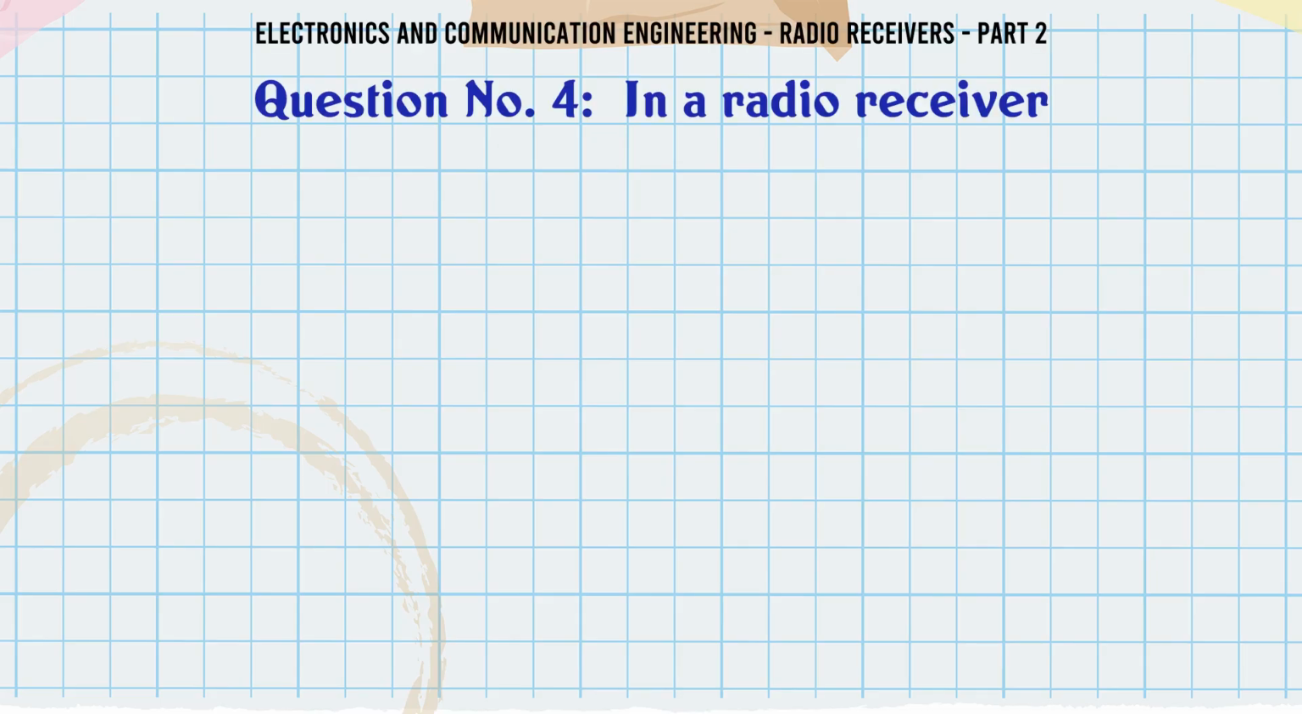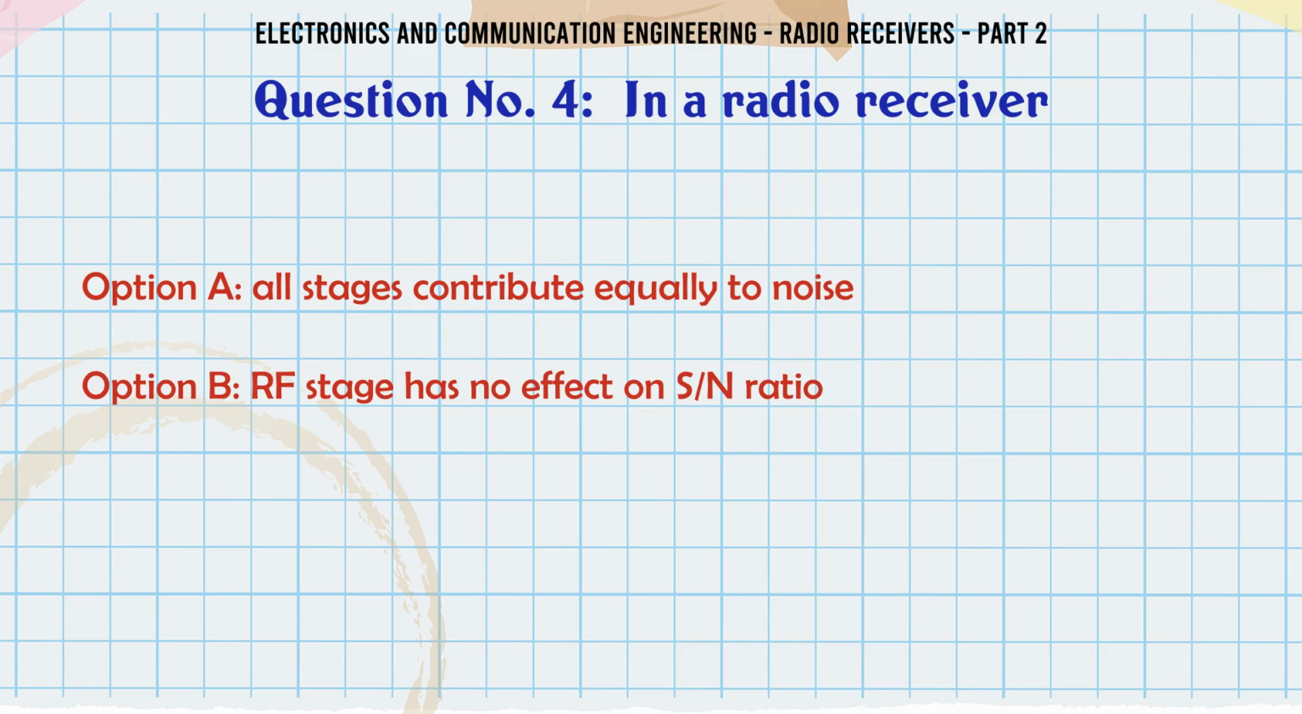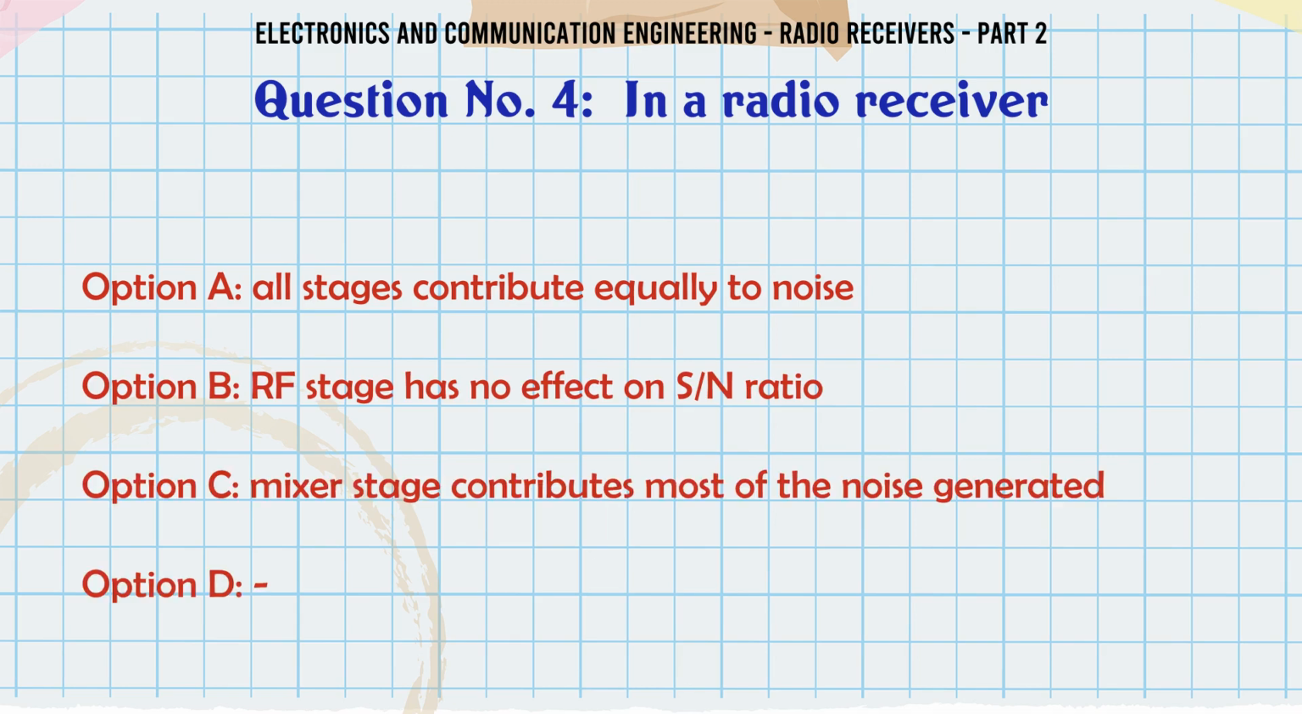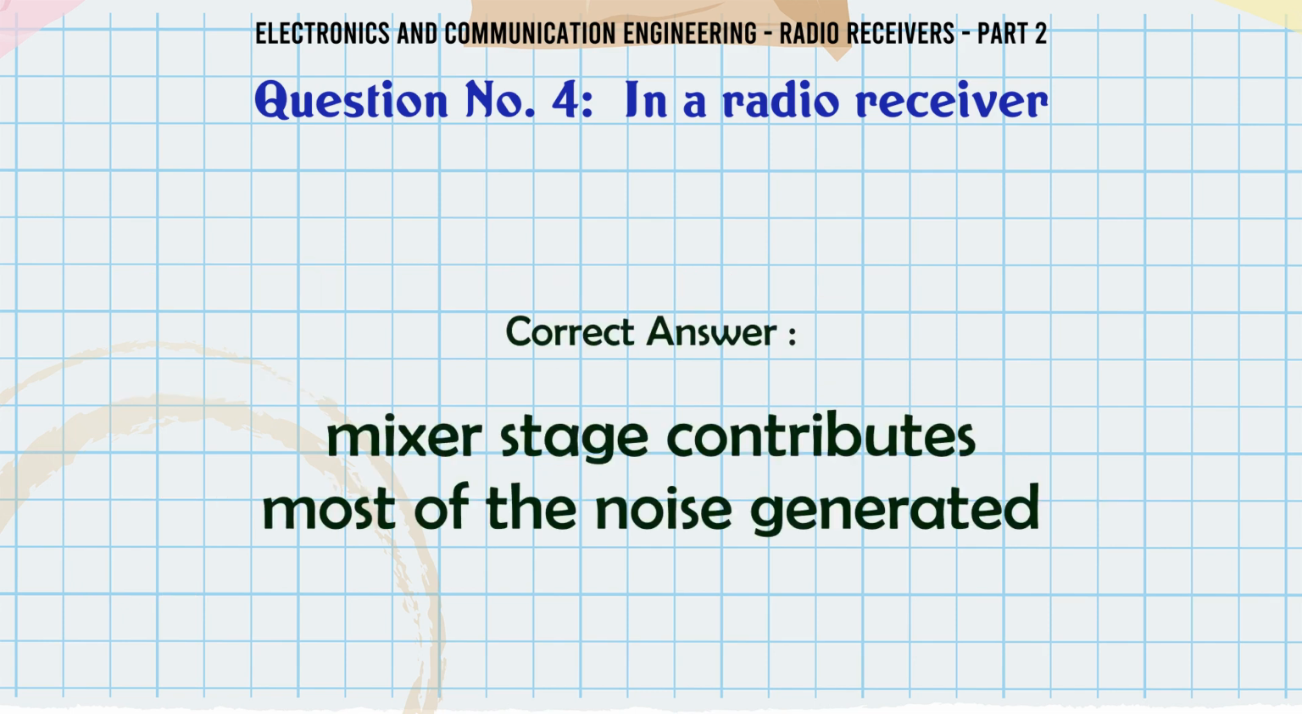In a radio receiver: A. All stages contribute equally to noise. B. RF stage has no effect on SN ratio. C. Mixer stage contributes most of the noise generated. D. The correct answer is mixer stage contributes most of the noise generated.